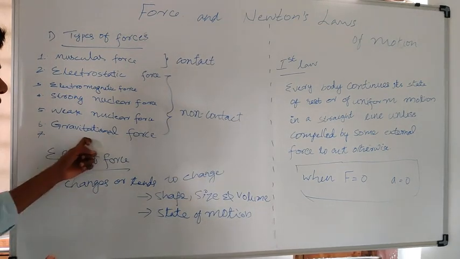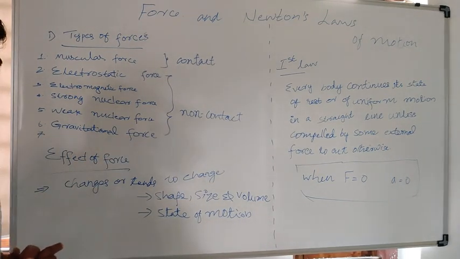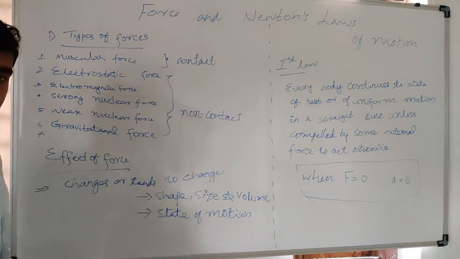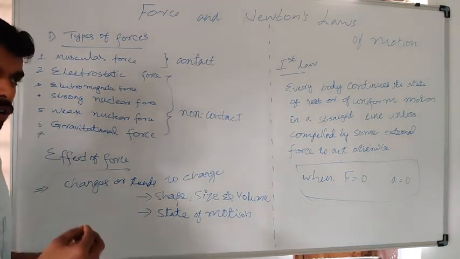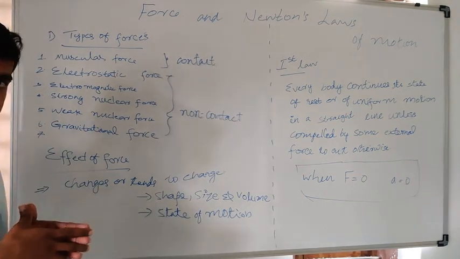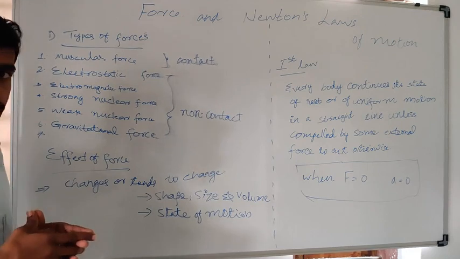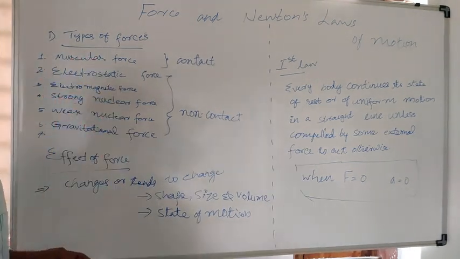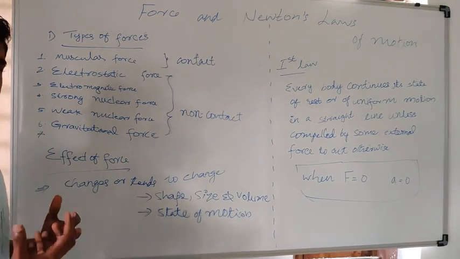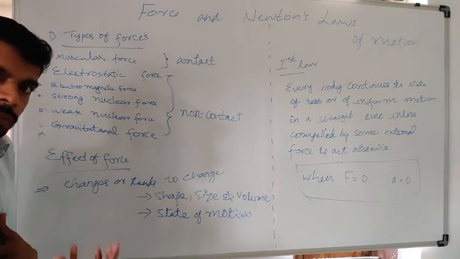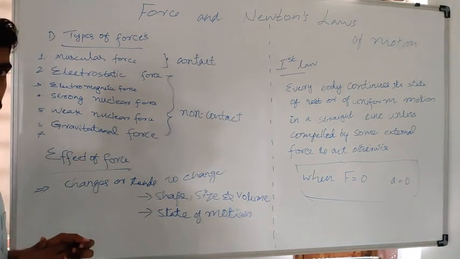Now the next one, gravitational force. Gravitational force is nothing but the earth attracting all objects towards its center. Not only the earth, all the objects in the universe attract each other. This force is known as gravitational force. So the apple falls towards the earth because of the gravitational force. We are also being pulled by the earth. That is an example of gravitational force.